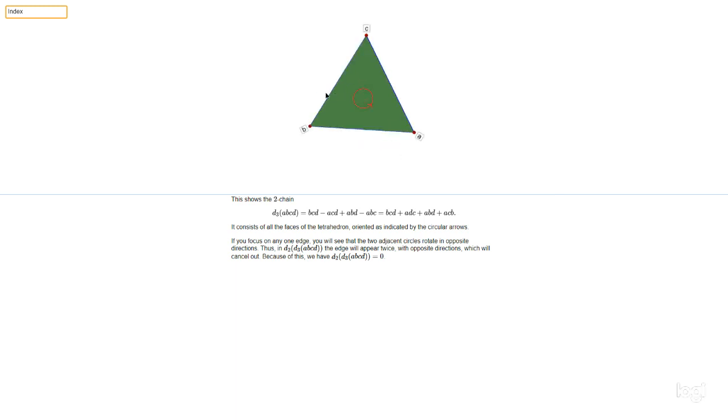Now it's also useful to think about what will happen if we try to do D squared of ABCD. We've applied D once to get this chain here, and then we want to apply D to this again. Let's look at how a particular edge might appear in that. We look at this edge AC here. It's going to occur with a plus sign as part of the D of this ACB term. In D of that, you're going to get an AC with a plus sign, because the AC matches up with the direction of the circulating arrow. But then you also get a term from this ADC here.